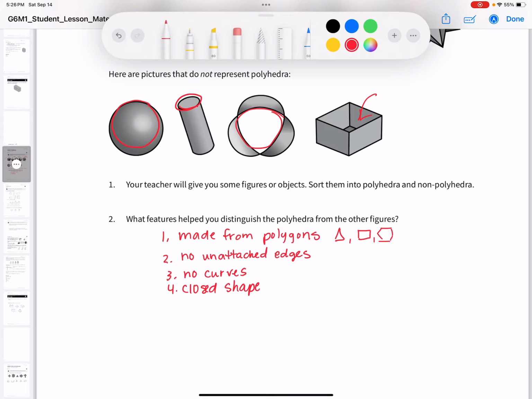So polyhedra also have faces. These are like the flat parts, right? That's a face, faces. It will have an edge. So this is an edge where two faces come together. And then it will also have a vertex or vertices, right? Vertex is one, vertices is multiple. That's where you have line segments coming together to make kind of like a point. All right.